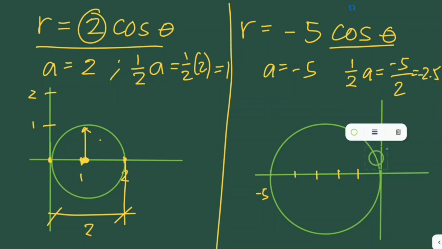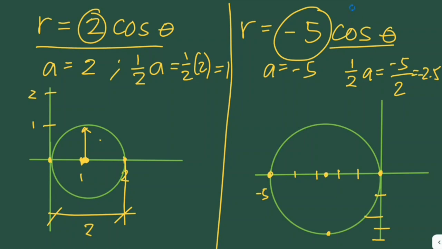Then we count 2.5 up or down: 1, 2, 3. This is not accurate, but 2.5 is somewhere here. The distance from this point to this one is equal to 5, facing the left because it is negative here. And the distance from the center of the circle to any point on it is equal to 2.5, or from here to here, negative 2.5.